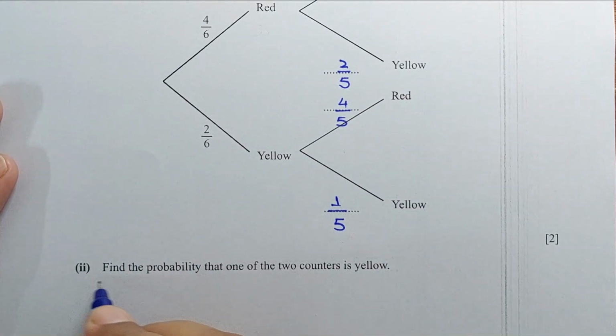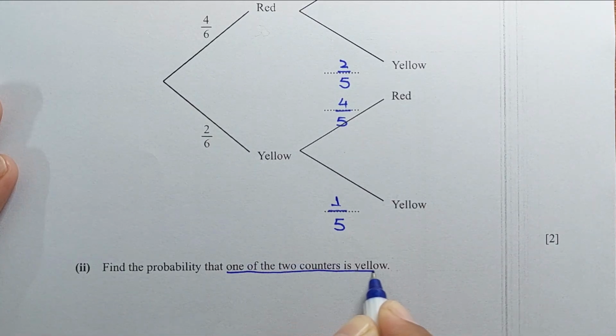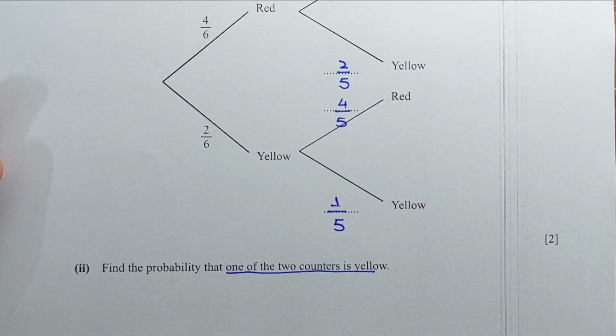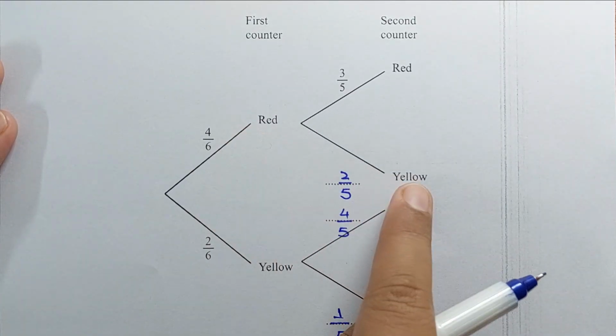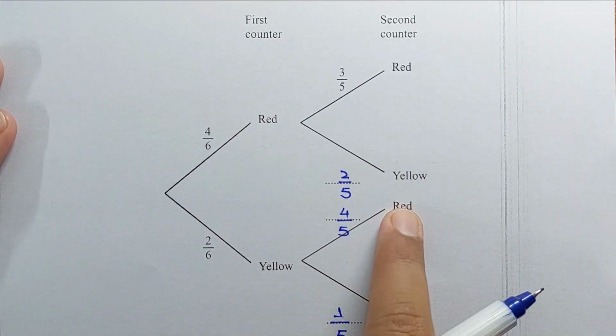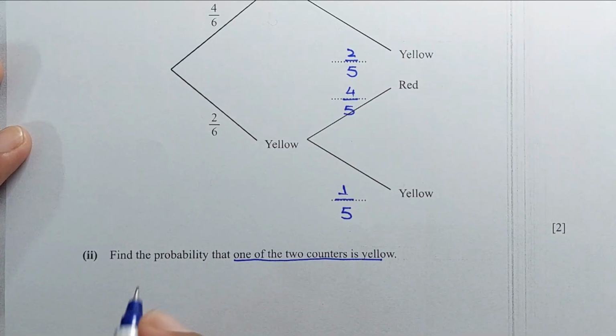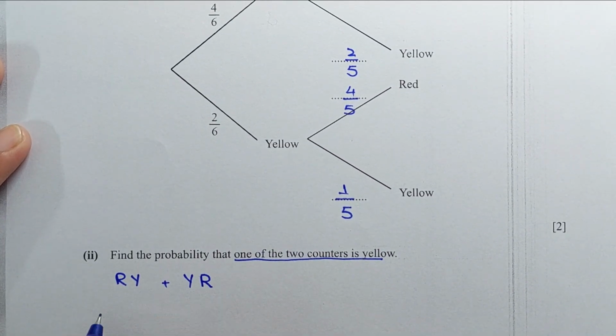Now for the second part, find the probability that one of the 2 counters is yellow. 1 must be yellow. If 1 is red, the other is yellow, or 1 is yellow, the other is red. So it means red yellow or yellow red. So the red is 4 over 6 and the yellow is 2 by 5, plus the yellow is 2 by 6 and the red is 4 by 5.